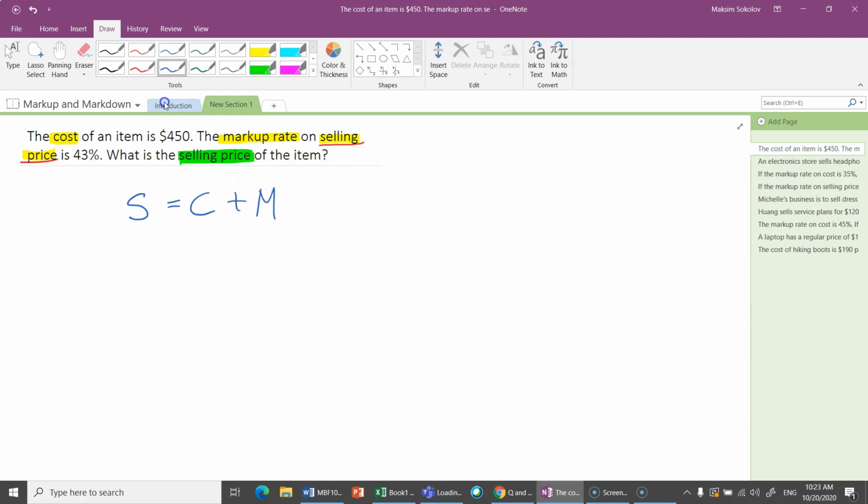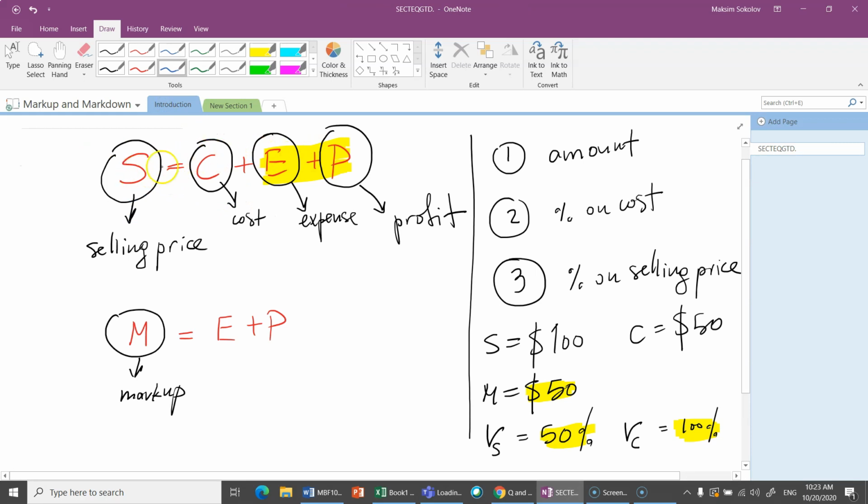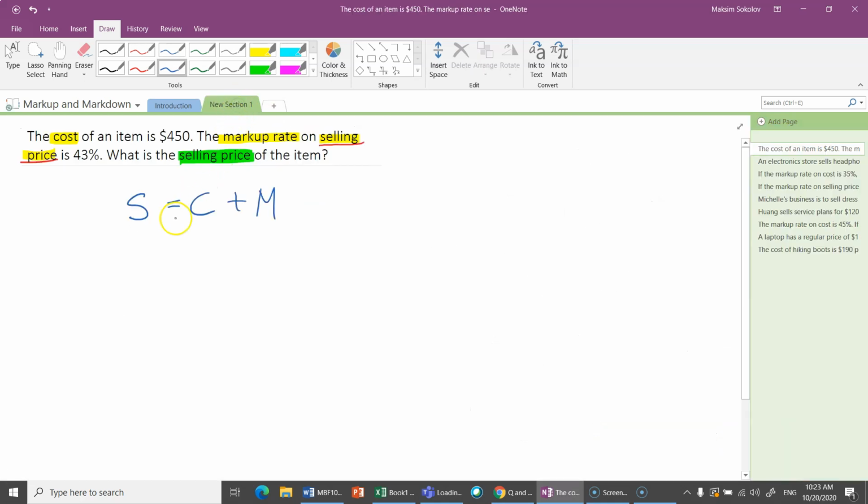This formula comes from this formula, which is selling price is cost plus expense plus profit. And because expense plus profit is the markup, therefore we can write that selling price is cost plus markup. Of course, we don't know the selling price in this problem, therefore we'll leave it as a letter S. But we do know cost, which is $450. And also we know that markup rate on selling price is 43%.